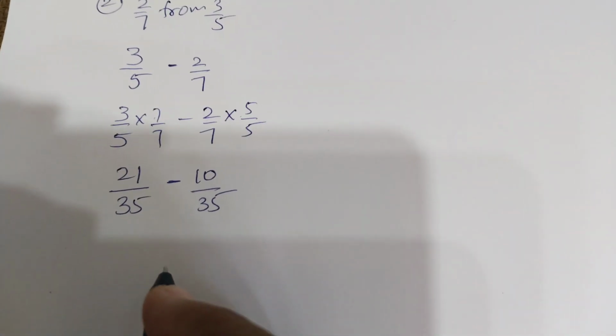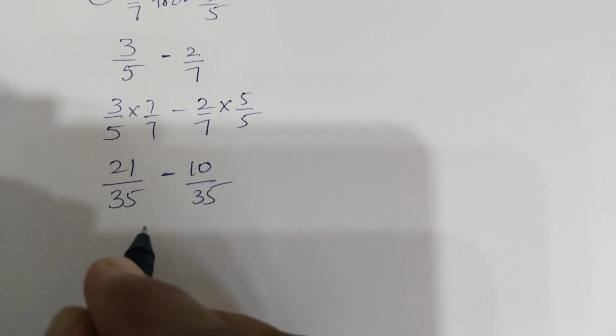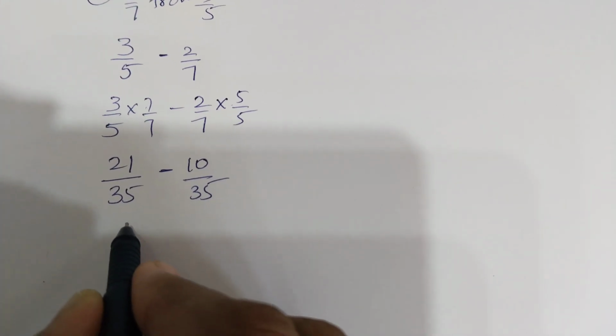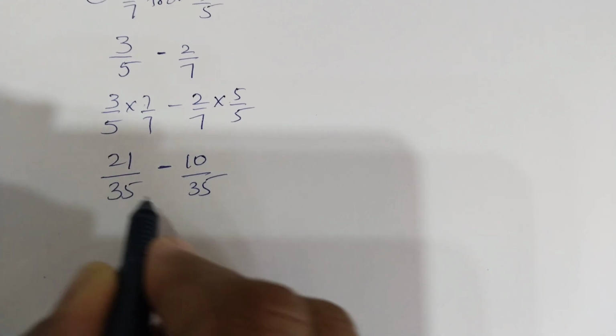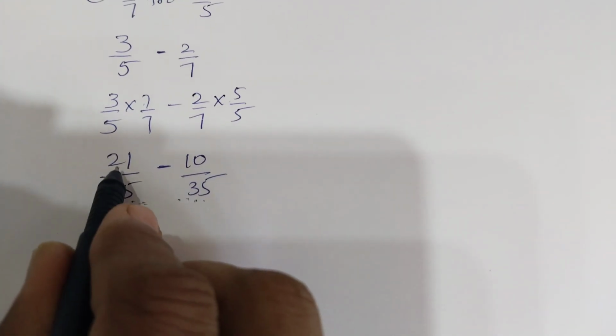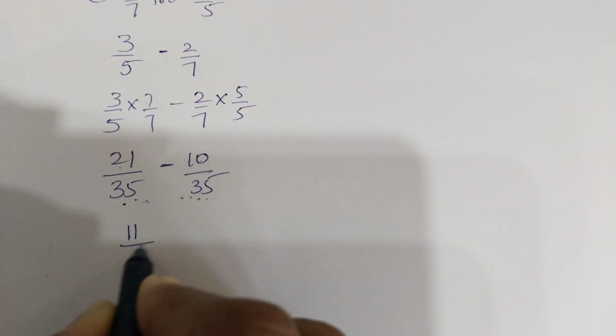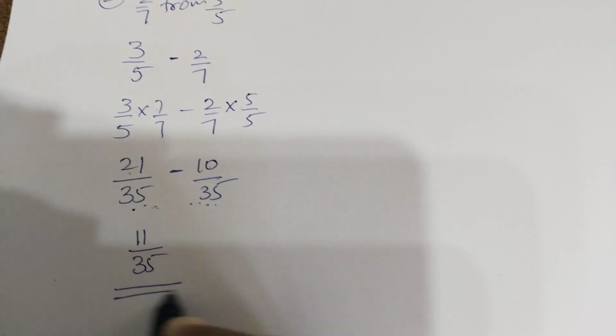So subtraction and addition both follow the same method. In the last step only we are going to subtract. Now the given fractions are converted into like fractions. So 21 minus 10, how much? 11 by 35 is the answer.